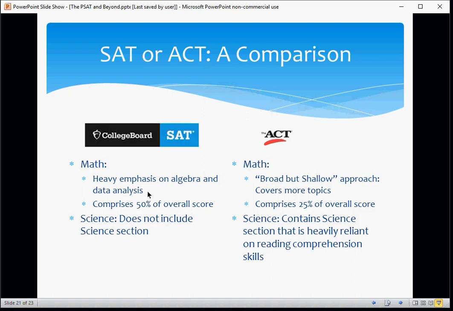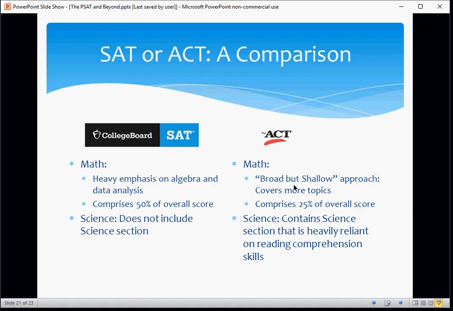The math comparison: on the SAT, there is a heavy emphasis on algebra and data analysis, which comprises around 50% of the overall score. So even though they both go up through a pre-calculus level of math, the SAT is primarily focused on these areas of algebra, data analysis, and problem solving. The ACT covers a much broader range of topics, a good amount of algebra, geometry, and trigonometry. It's not as focused on the algebra.